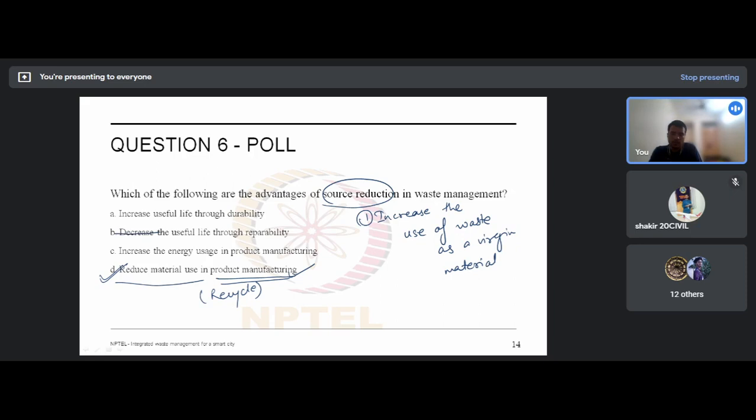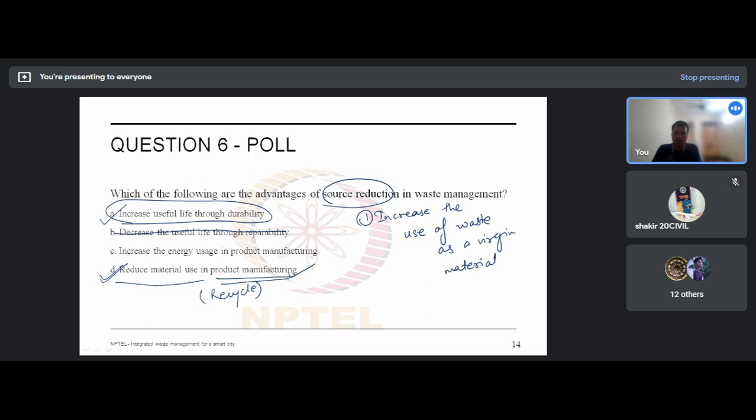Along with this, we don't want to decrease the useful life. That is wrong. We want to increase the useful life through durability. The more durable we make a product, for example a mobile phone, the longer we may use it, maybe 5 or 6 years. But nowadays the phones are being made less durable. Within 3 years there are software and hardware issues coming up, so we need to change the phone. By making the product durable, we can reduce the amount of products that go into the waste stream. So that is the first option, A. So both A and D are correct.